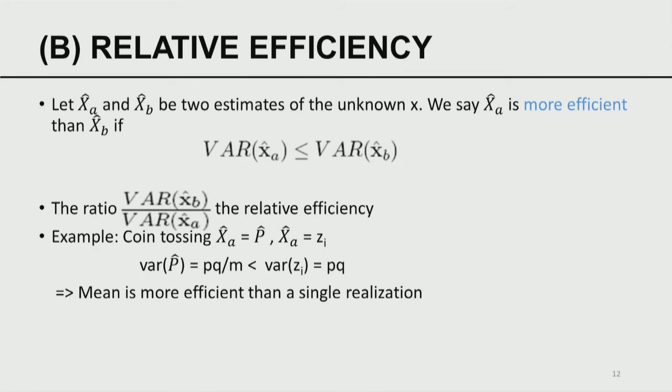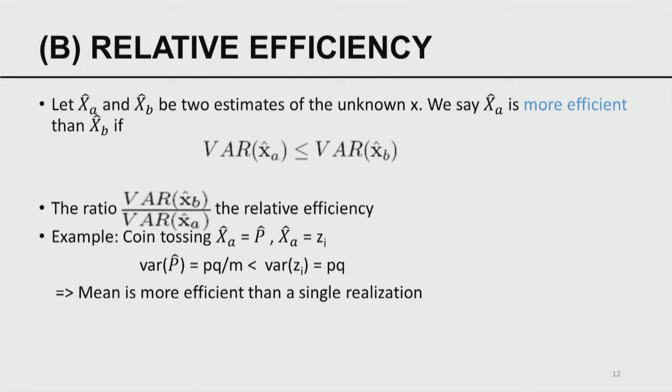So far we have talked about the role of bias, unbiasedness, and some of the reasons for seeking unbiasedness. When the bias is 0, we also saw that mean square error is equal to the variance. Now I am going to go to the next attribute of the estimate, called relative efficiency.